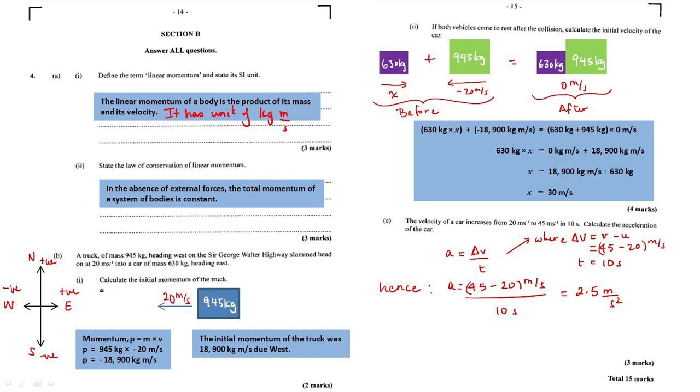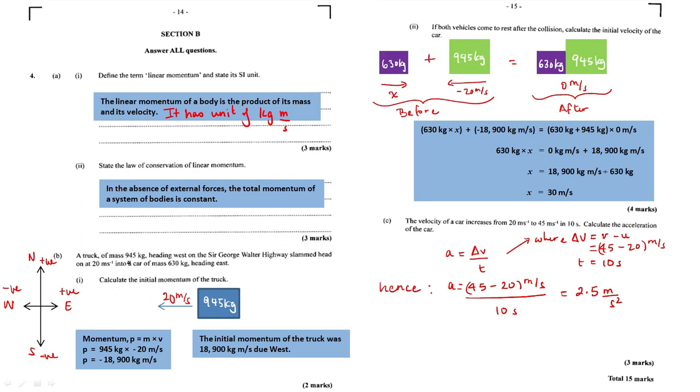A truck of mass 945 kilograms heading west on the Sir George Walter Highway slammed head-on at 20 meters per second into a car of mass 630 kilograms heading east. Now that's a lot to process here. The first question says to calculate the initial momentum of the truck.